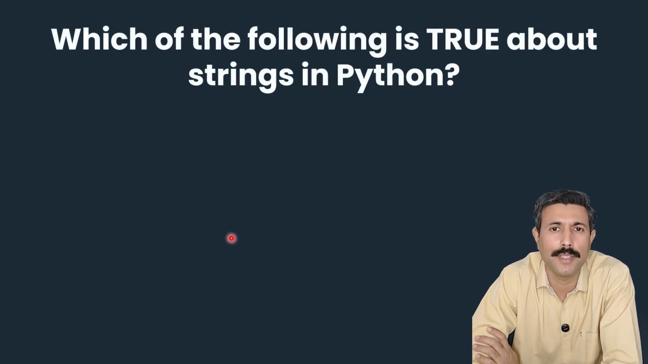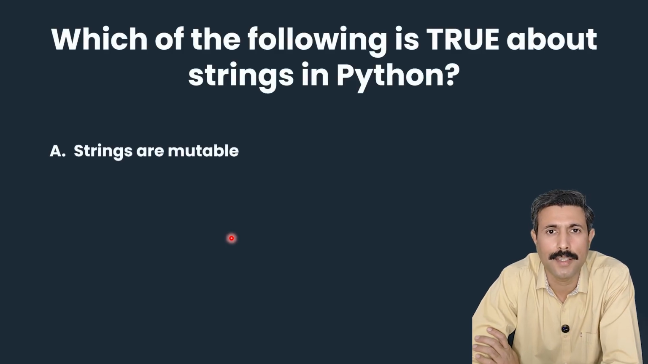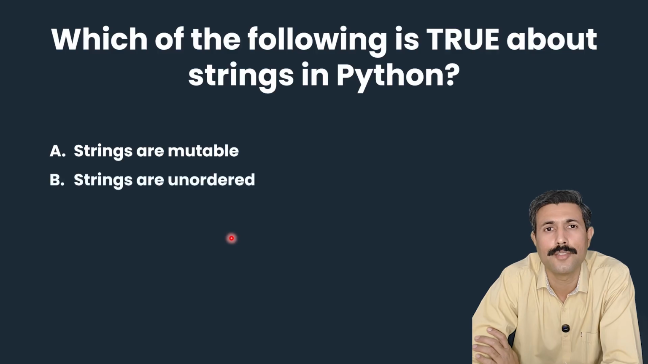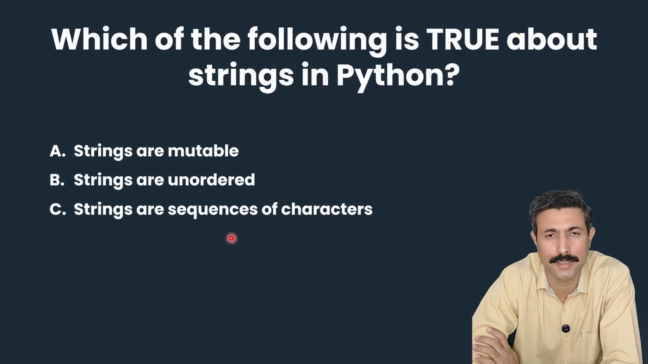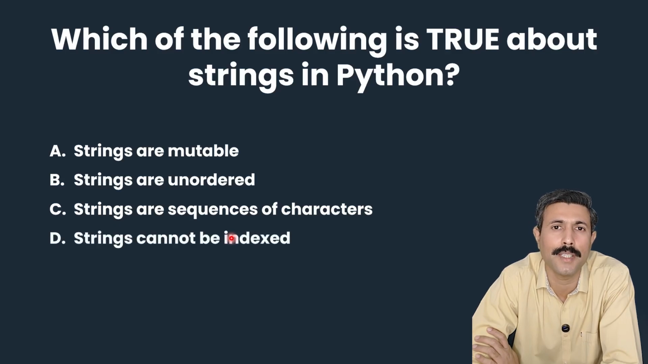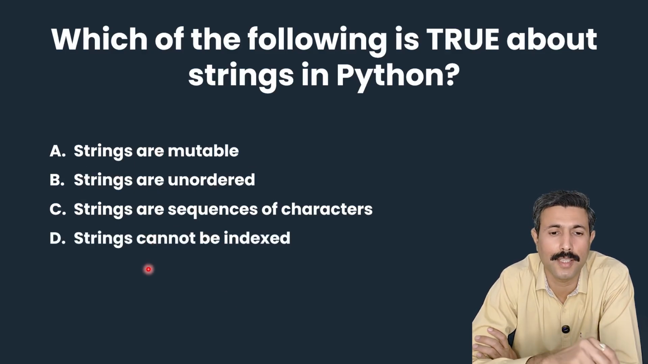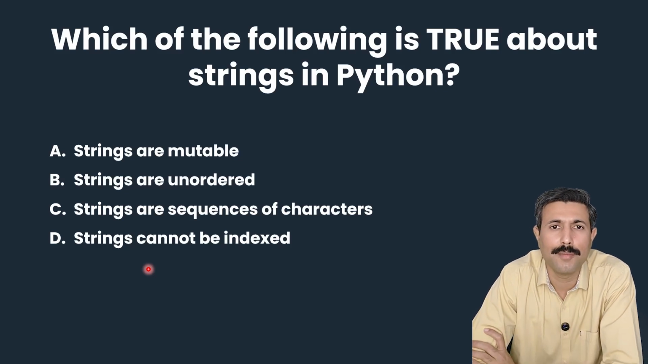Now let us check how well you have understood the string. So there is a quick question for you. And your question is this. Which of the following is true about strings in Python? Your options are this. A. Strings are mutable. B. Strings are unordered. C. Strings are a sequence of characters. And D. Strings cannot be indexed. So here you have all these four options. Think over it and write in the comments what you think. Which of these is correctly suitable for strings. So after this, we'll jump to the next segment.